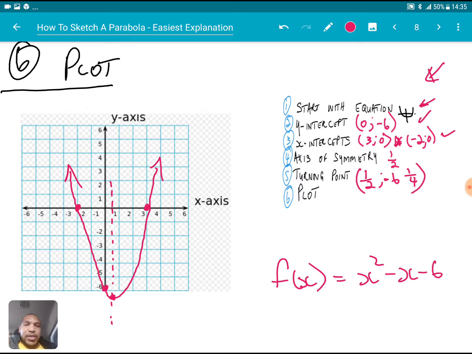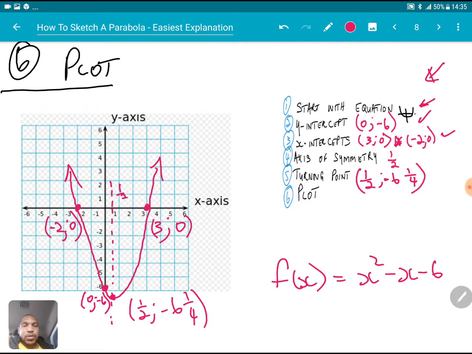And obviously, if they ask you to show the points clearly, you can just put that in there. That is -2 and 0. That is 3 and 0. My axis of symmetry would be a half. My y-intercept would be 0 and -6. And my turning point would be a half and -6 1/4.